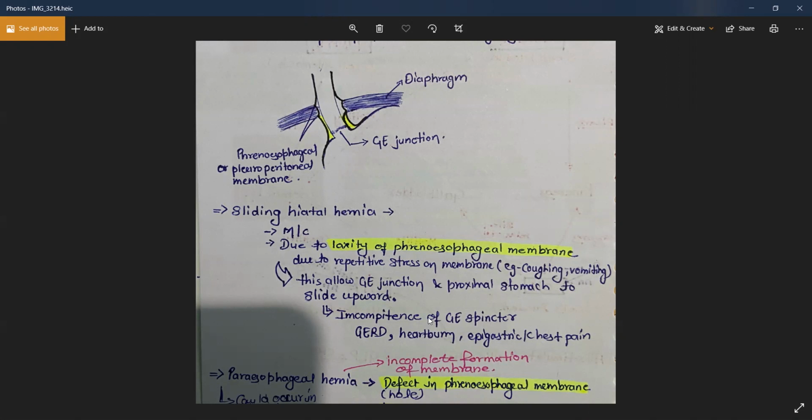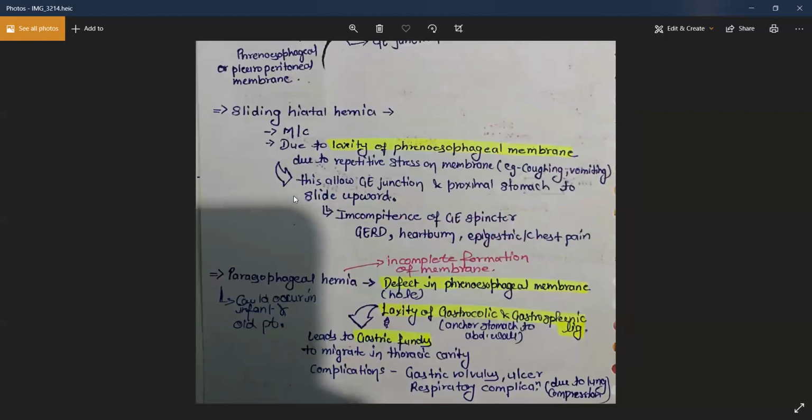So the classical symptom would be GERD, and because of that, the patient can get heartburn, epigastric pain, or chest pain. A history of regular coughing, or an alcoholic, or a bulimic would be there, and no history of regurgitation is there in the patient. So this is for the sliding hiatal hernia. And one more thing, this sliding hiatal hernia is most commonly seen only in adults, not in children, not in newborns, only in adults.